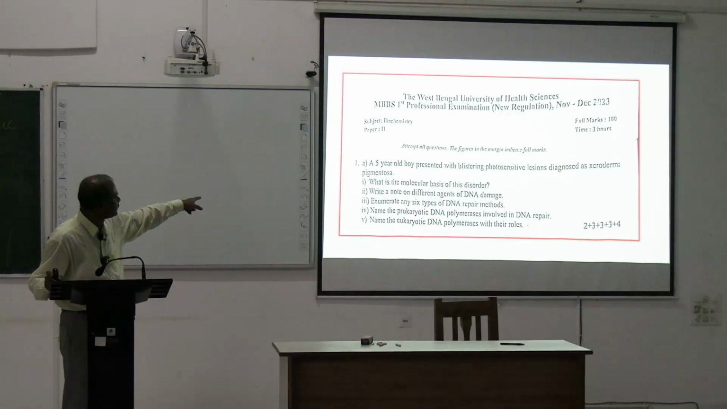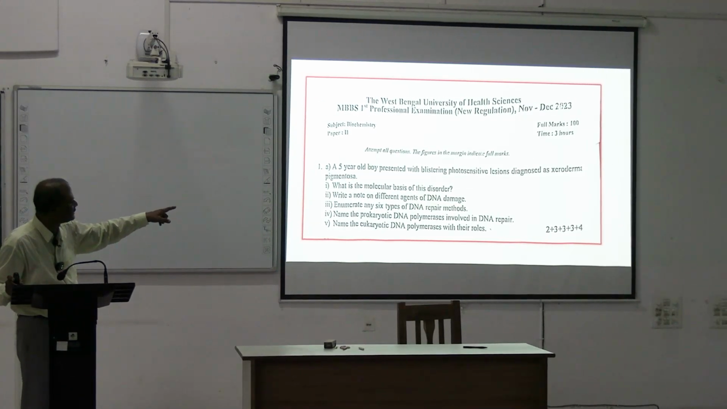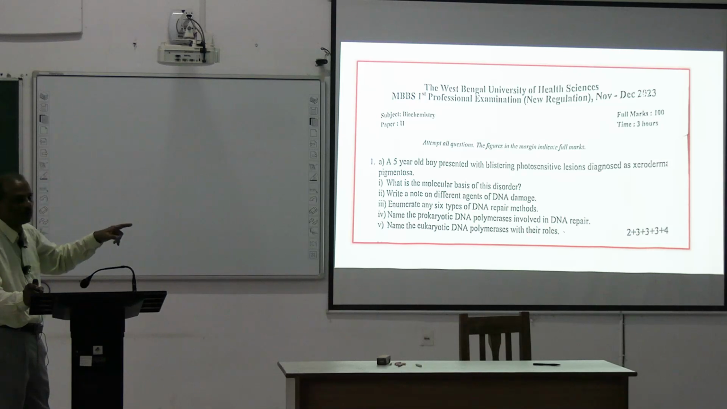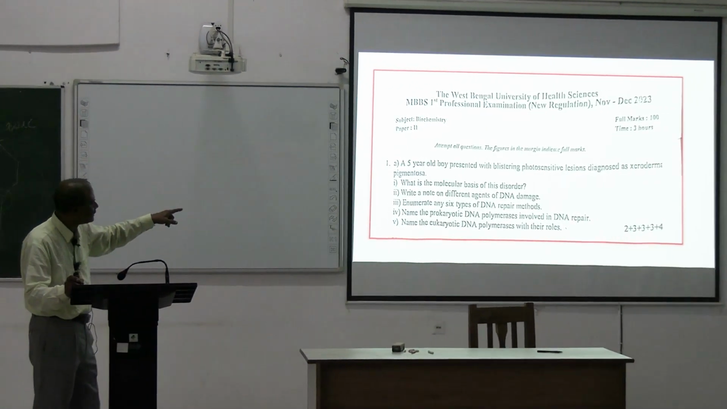Okay. Question, you see: a 5-year-old boy presented with blistering photosensitive lesions, diagnosed as xeroderma pigmentosa. What is the molecular basis of this disorder? Write notes on different agents of DNA damage.